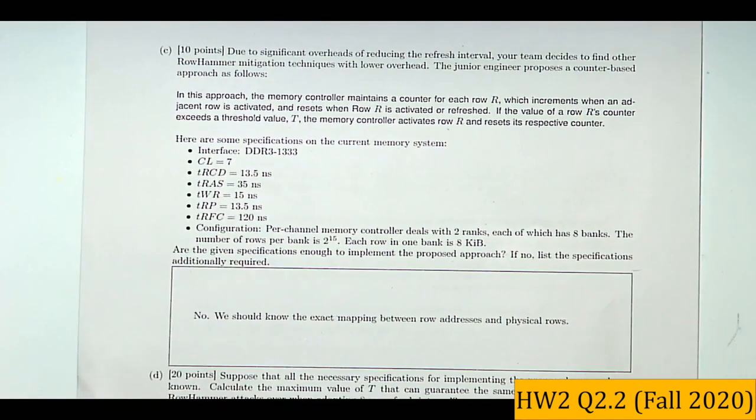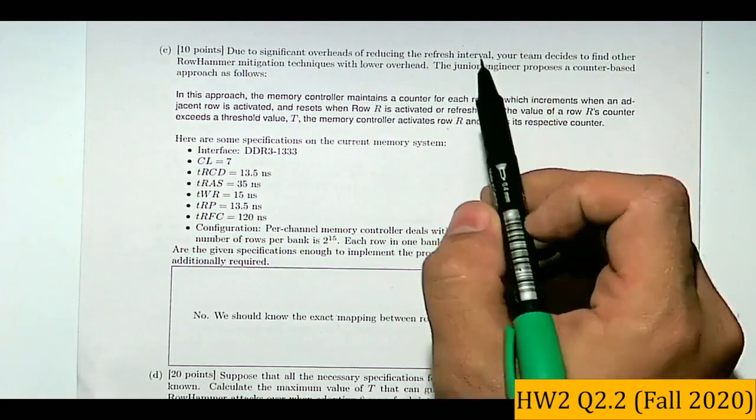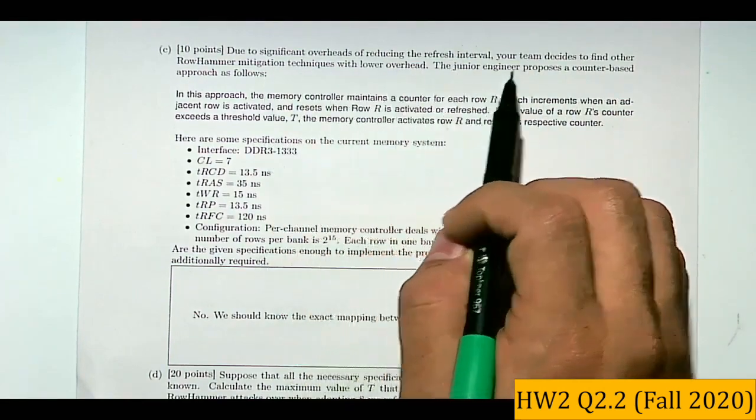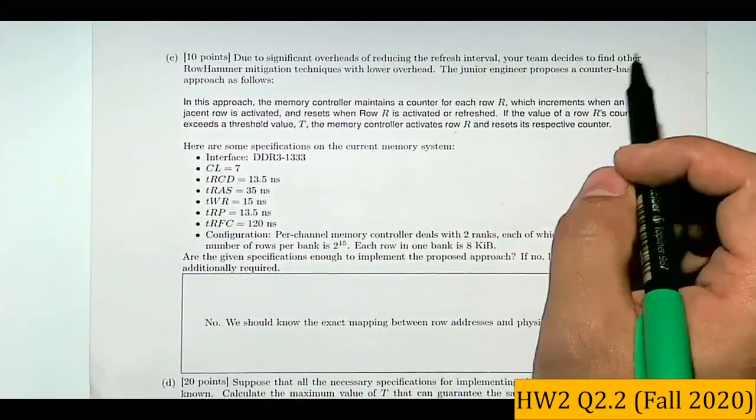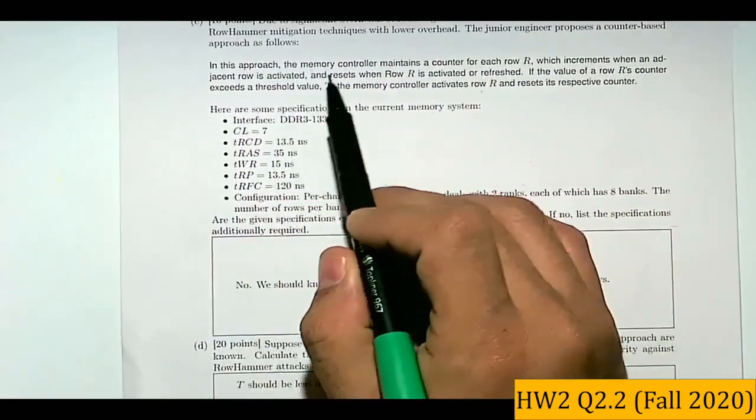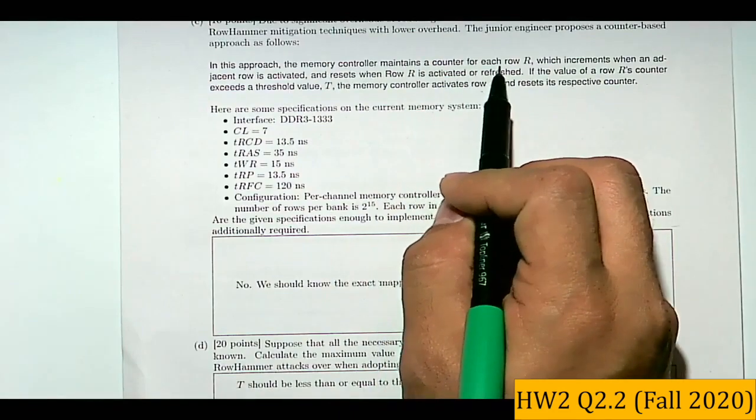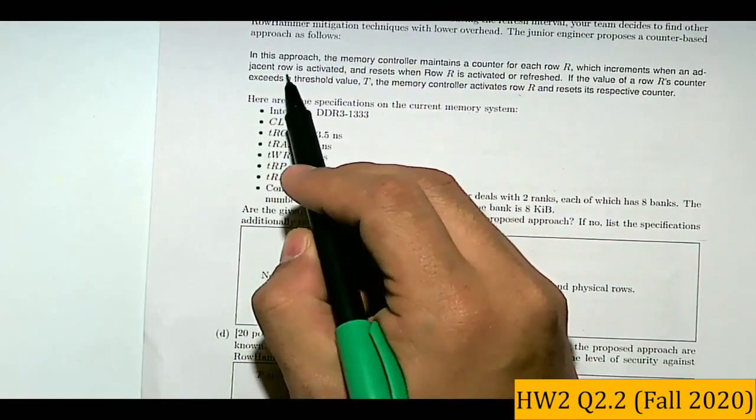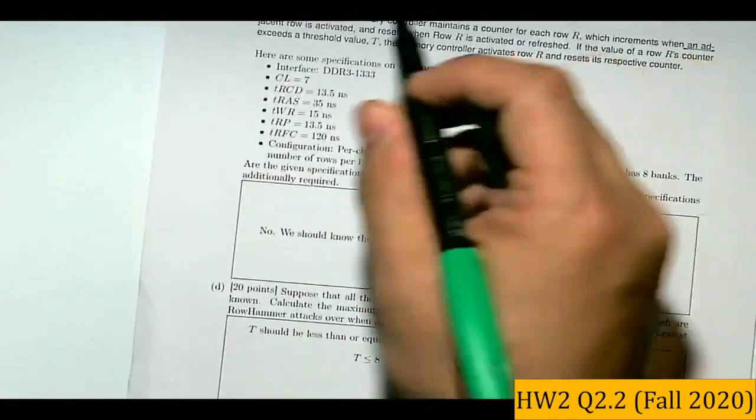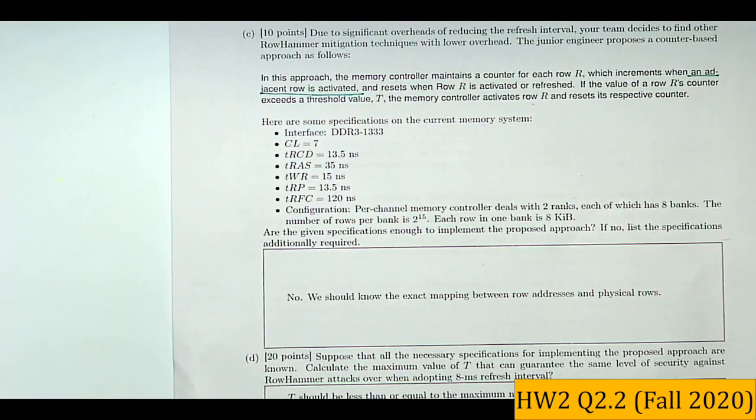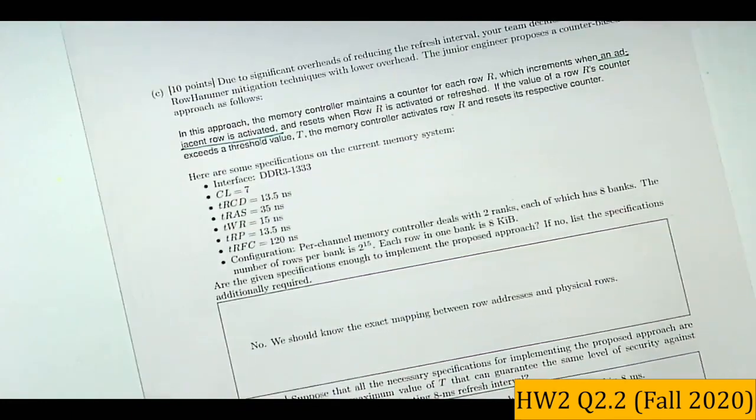Due to the significant overhead of reducing the refresh interval, you decide to find another RowHammer mitigation technique with lower overhead. The junior engineer proposed another technique, which is counter-based. In this approach, the memory controller maintains a counter for each row R, which increments when an adjacent row is activated. Note that there can be multiple approaches using counters to mitigate the RowHammer effect.